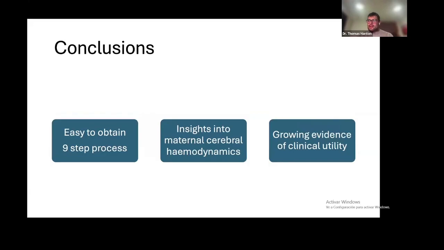The ophthalmic artery Doppler, I think, has fantastic insights into maternal cerebral hemodynamics, which hopefully can inform us more about preeclampsia. And I think there's a big growing body of evidence on how useful it can be. And it's such an easy measurement to do that I think we should be integrating it a lot more.